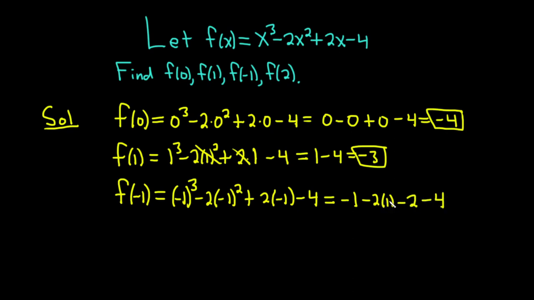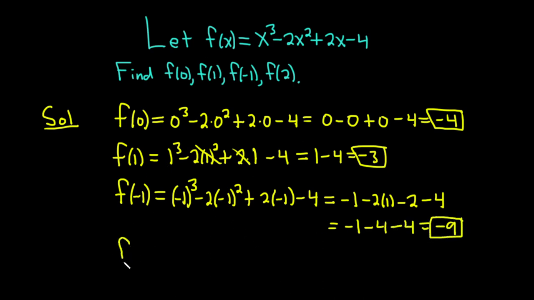Negative 2 times 1 is negative 2. So we have negative 2 minus 2, which is negative 4. So this is going to be negative 1 minus 4 minus 4, which is equal to minus 9. So f of negative 1 is equal to minus 9.